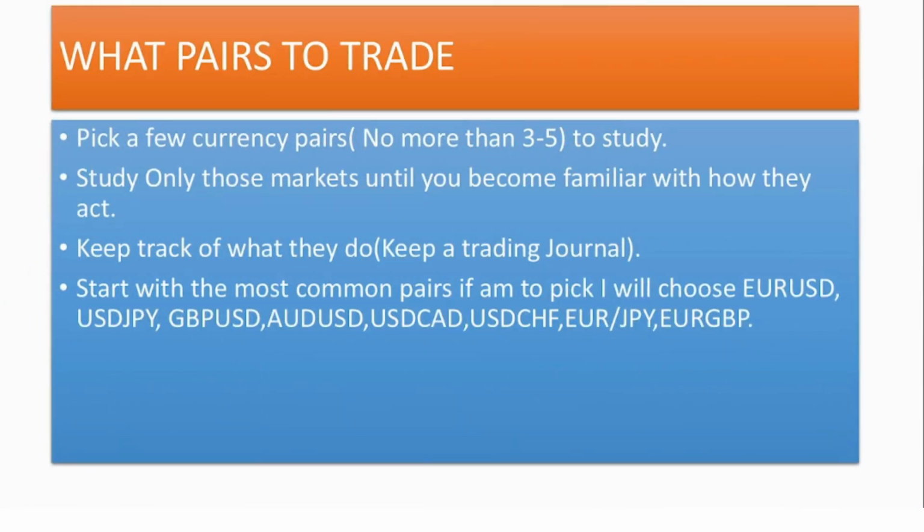Now we go to what pairs traders usually ask themselves. What pairs, especially beginners, what pairs to trade? Beginners should focus on major pairs like Euro USD, GBP USD, or USD JPY because they are liquid, predictable, and have lower costs. Cross pairs and exotic pairs can be traded later, but they require more experience because they are riskier.